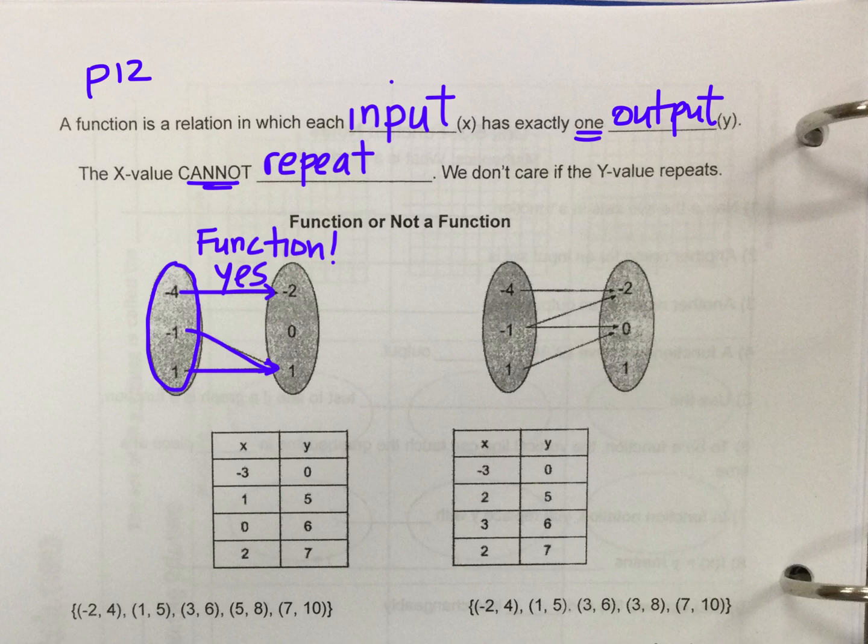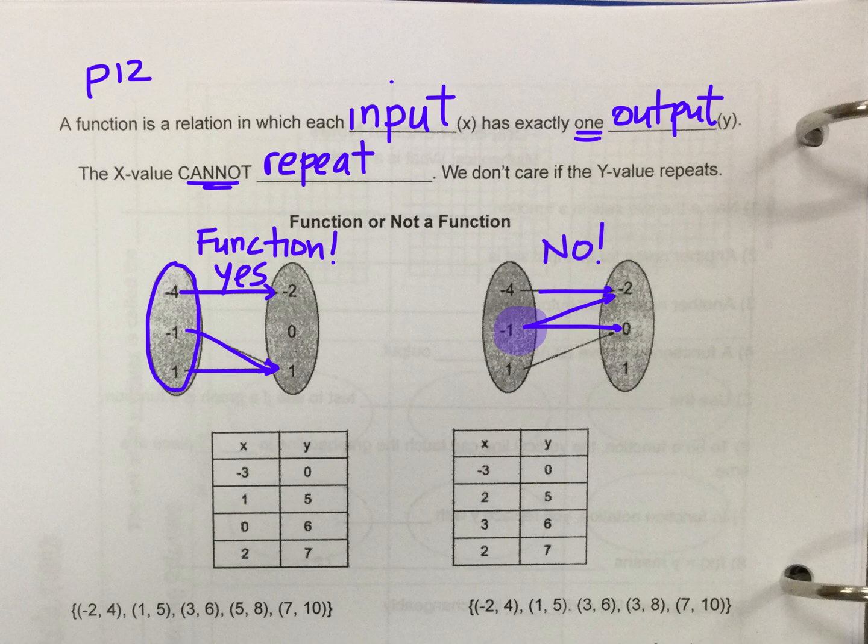All right, let's look at this next map. 4 to -2, -1 goes to 2, and -1 goes to 0. My problem is right here. That -1 has 2 lines coming off of it. That is illegal. No, this is not a function.